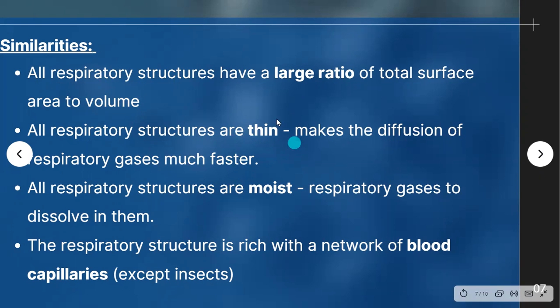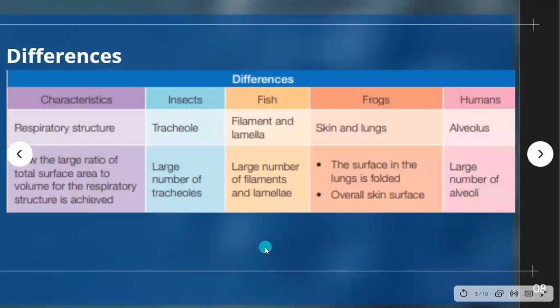So the alveolus in humans is very thin, and also the gill filaments of the fish are thin as well. And all the respiratory structures are moist. This makes sure that the respiratory gases dissolve in them, and then the gaseous exchange can happen very fast. So the alveoli walls in humans are moist, and for example the skin of the frog used for gaseous exchange is moist as well. Next, the respiratory structures are rich with a network of blood capillaries. This is applicable for all humans and most animals, except for insects.